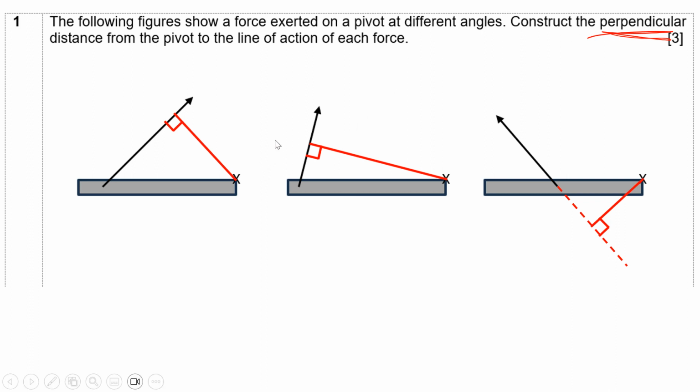and you will find that this is the perpendicular distance. These three questions, in fact, do not cover one of the other scenarios, which is perhaps you even need to extend your line of action further up and then draw a perpendicular distance this way to wherever your pivot is. So please remember that for the line of action, you can construct a dotted line on either side of the force, and then you can slide your set square along it to get your perpendicular distance. And you must show that it is at right angles to the line of action of the force. Otherwise, this is where marks could potentially be lost.